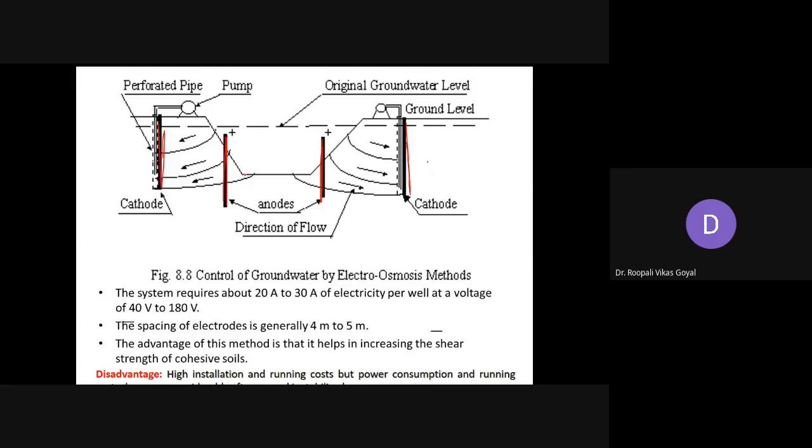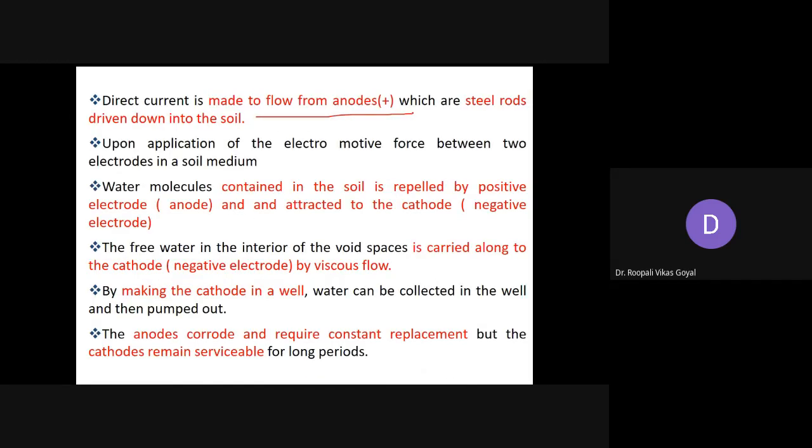So what is generally done, these anodes that are installed here, you can see. So here direct current is made to flow from the anode, that is the positive electrode, which is generally the steel rods which are driven into the soil. So upon the application of this electromotive force between the two electrodes in the soil medium, water molecules contained in the soil are repelled by the positive electrode.